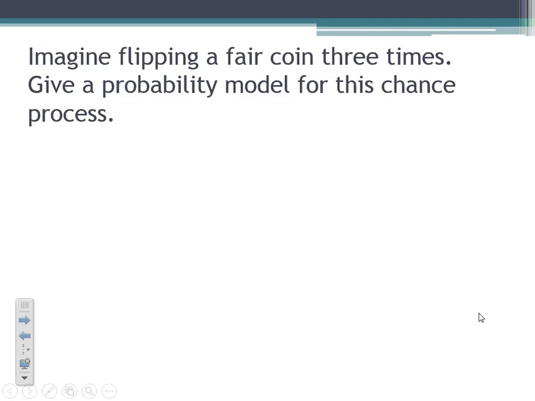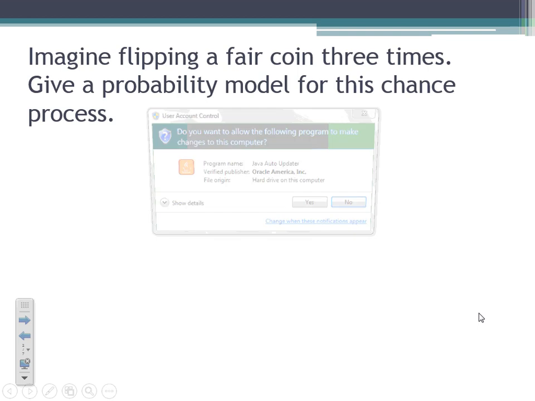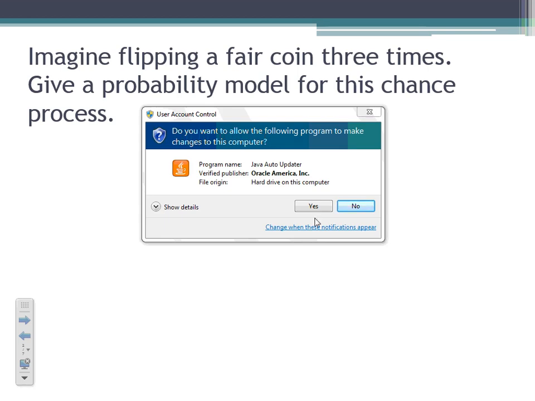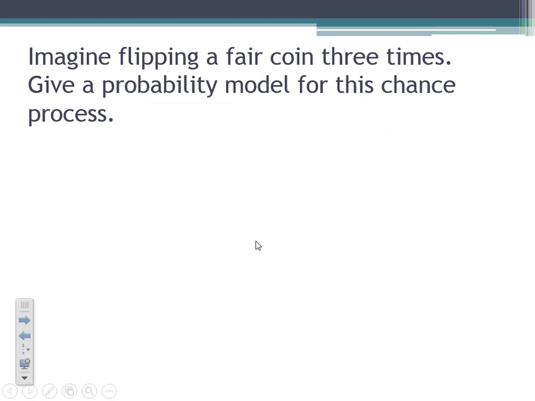We're going to jump right in with an example problem in today's video. Let's imagine flipping a fair coin 3 times. We want to give a probability model for this chance process. Chance process just means that we're doing some sort of activity or selection where things happen by chance. Our process here is we're going to flip a coin 3 times. We know the outcome of that is determined by chance. So that's the model that we're setting up.